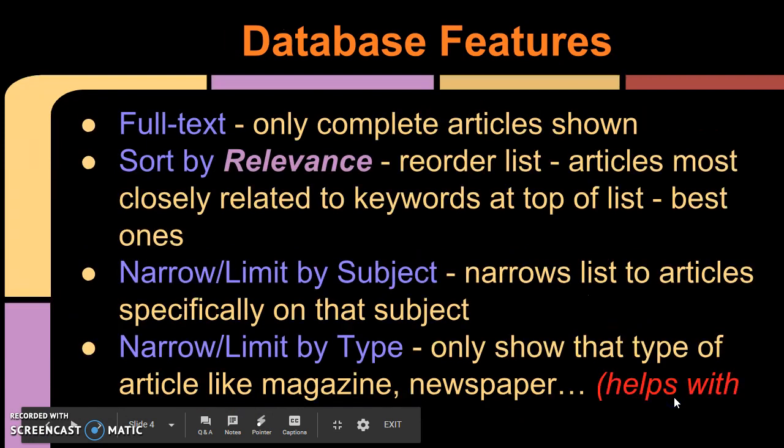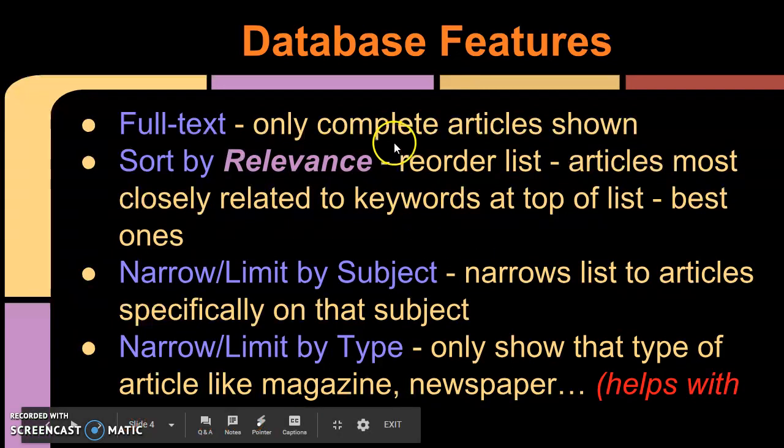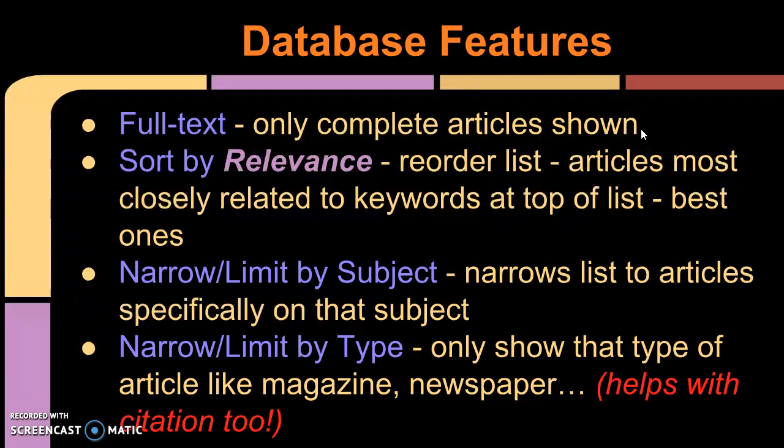In the large databases, you can use features such as full text, sort by relevance, limit by subject, or limit by type to get to fewer, more useful articles for your research. Full text only shows the complete articles that exist in the database, so you get the full article. Sort by relevance reorders the results list, so articles most closely related to your keywords are at the top of the list, hopefully the best ones.